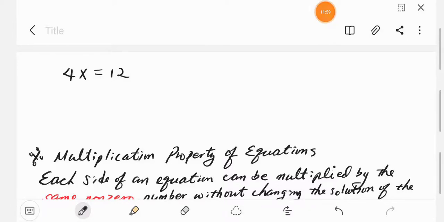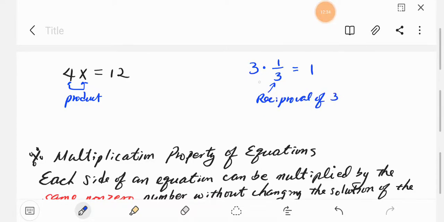Okay, let's consider this equation. 4x is equal to 12. This 4x is a product, isn't it? So do you remember this one? You have a number 3. What happens if you multiply this by its reciprocal? Then it is equal to 1, right? This is the reciprocal of the number 3. So when you multiply a number by its reciprocal, it is equal to 1.